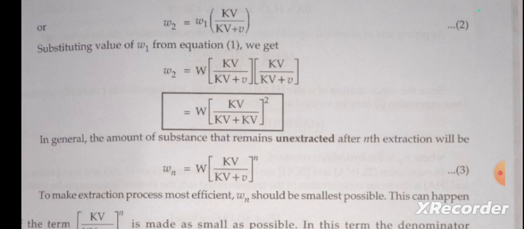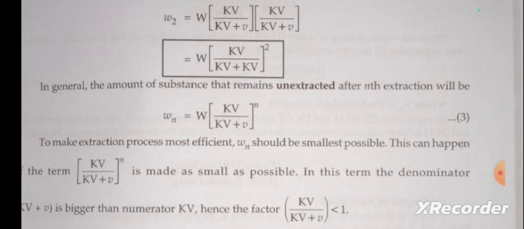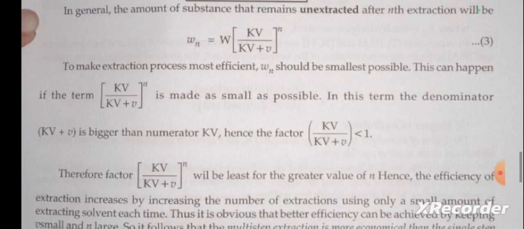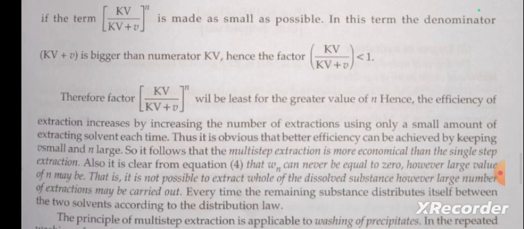In general, the amount of substance that remains unextracted after the nth extraction will be Wn = W (KV/(KV+V1))^n. To make the extraction process most efficient, Wn should be the smallest possible. This can happen if the term KV/(KV+V1) is made as small as possible. In this term, the denominator KV + V1 is bigger than the numerator KV, hence the factor KV/(KV+V1) is less than 1.